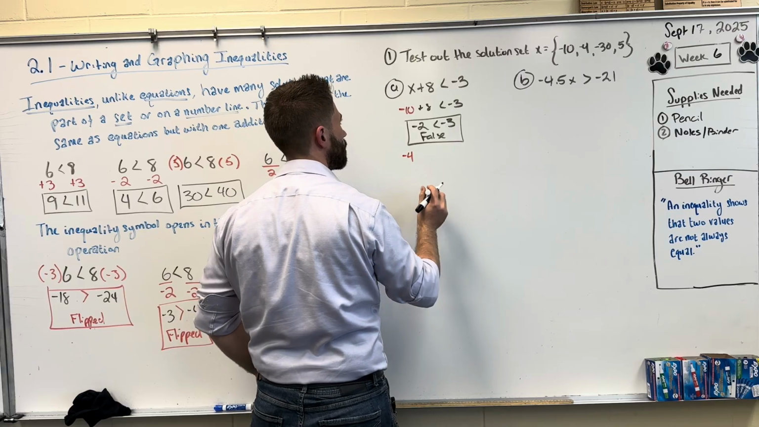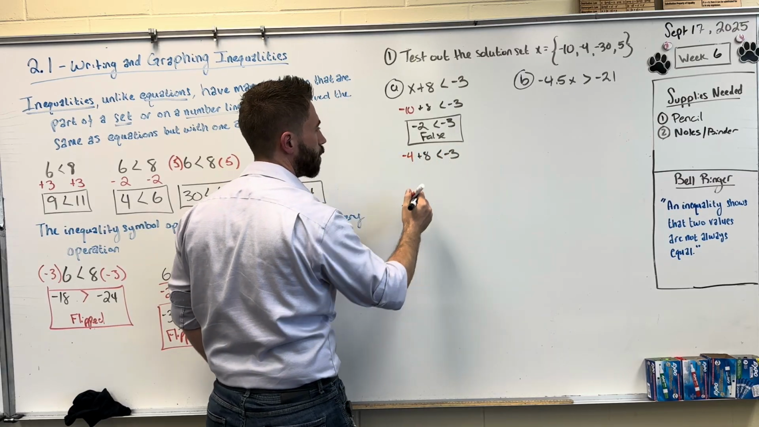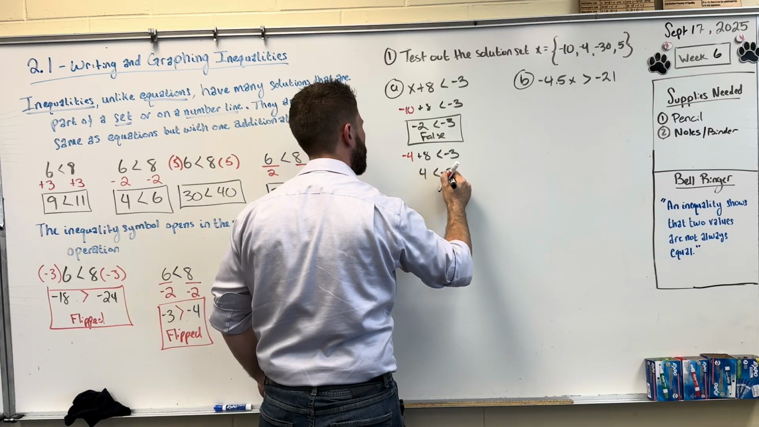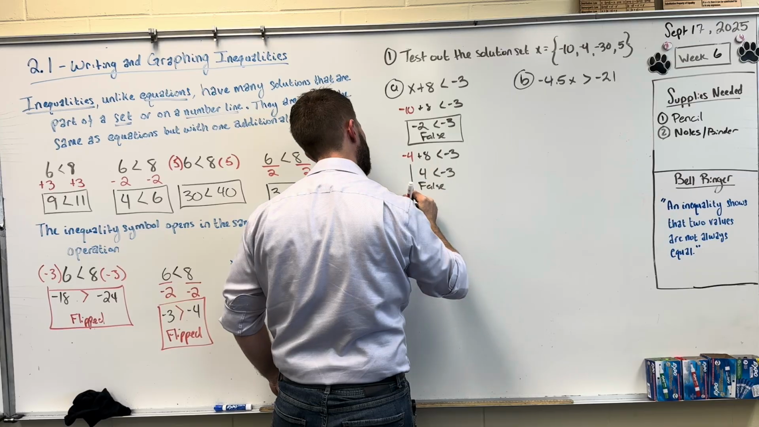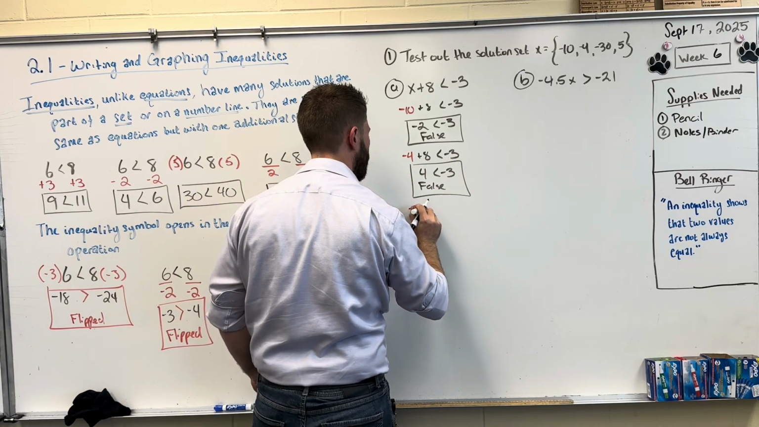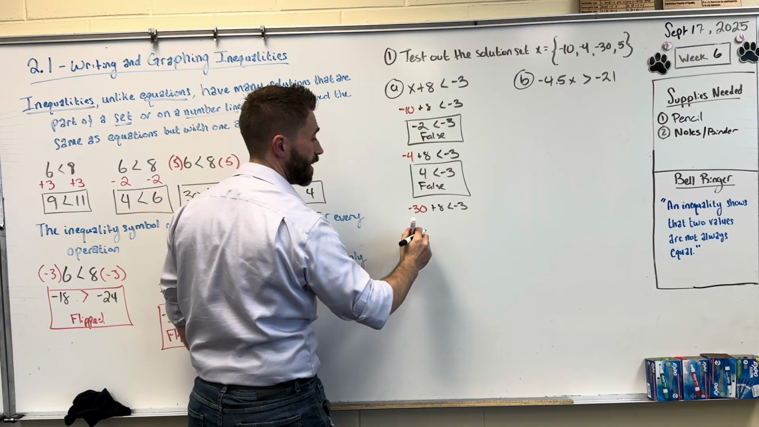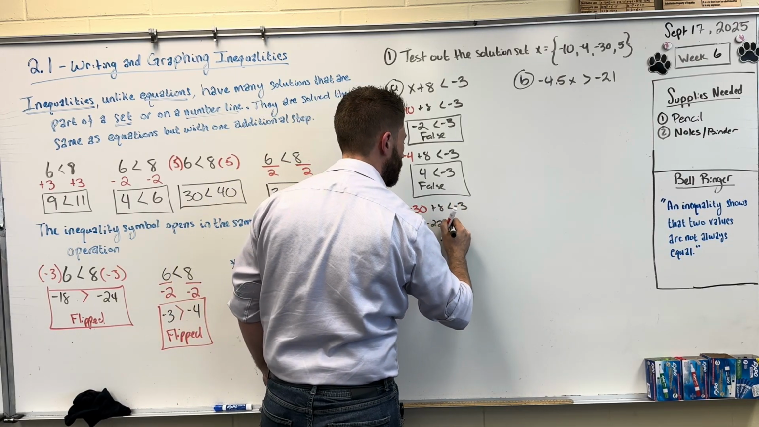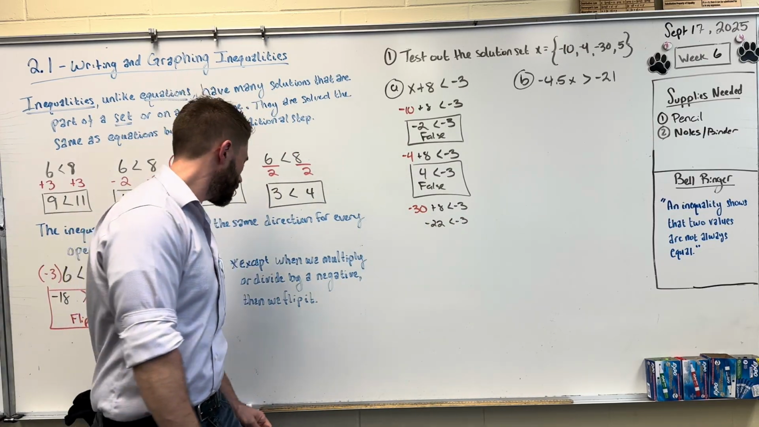Negative 4 plus 8 is less than negative 3. Negative 4 plus 8 is 4. And the answer is, again, false. I'm going to try the negative 30. So negative 30 plus 8 is less than negative 3. Negative 30 plus 8 is negative 22. Here's my first one. I got a true response.